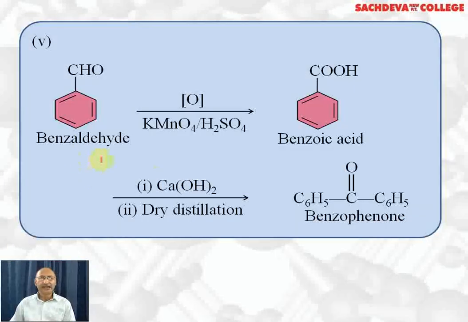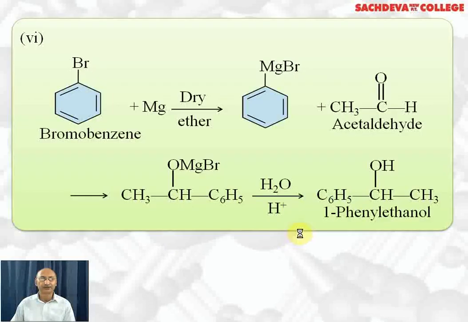We want benzaldehyde to benzophenone in two steps. First step is to oxidize it with acidified KMnO4, we will get benzoic acid. Now benzoic acid is treated with calcium hydroxide so that we get calcium benzoate, and calcium benzoate on dry distillation will give benzophenone, and calcium carbonate will be removed.